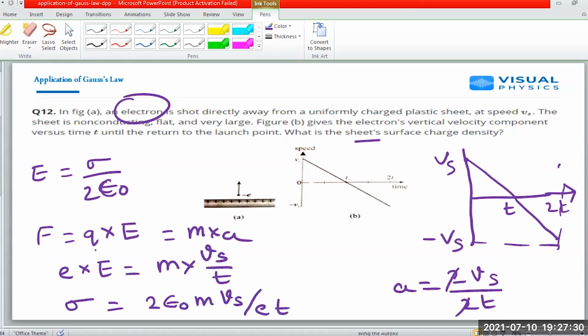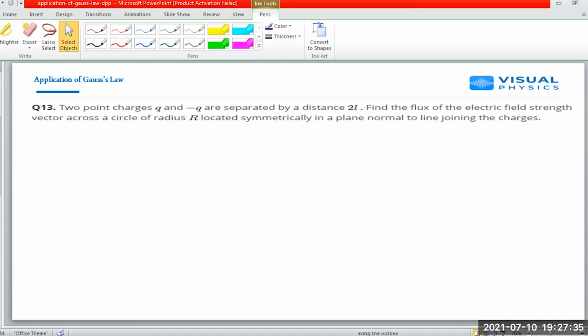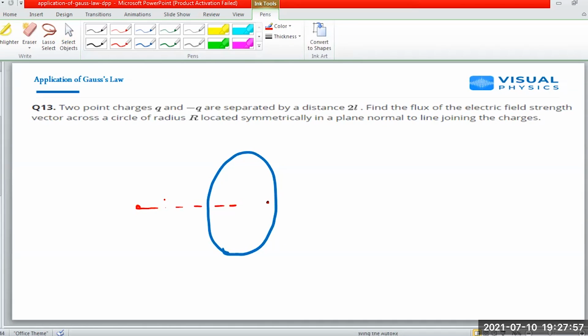Next. Question number 30. Two point charges Q and minus Q are separated by distance 2L. Find the flux of the electric field strength. This type of question in the last DPP also I have given, so I'm not going to solve this question. In that DPP, the distances were different and the charges were of the same nature. In this question, the charges are equal and opposite, but the distances are the same.